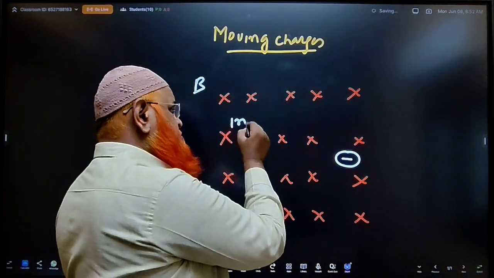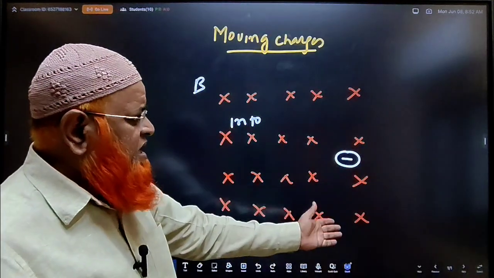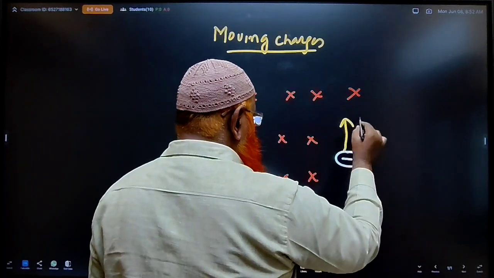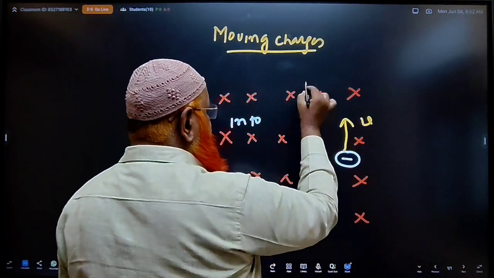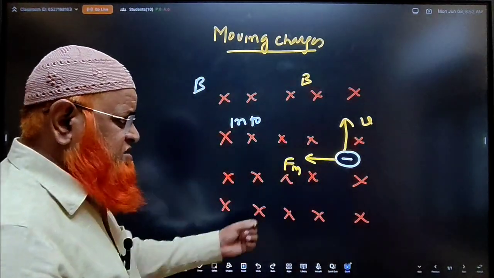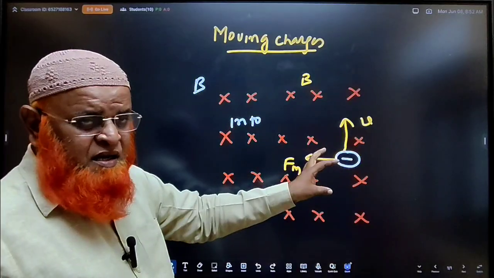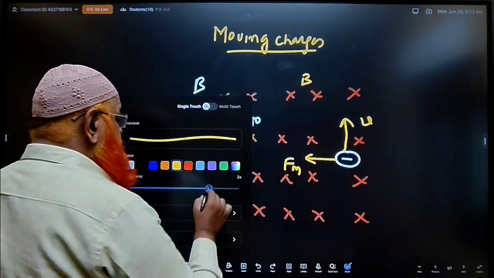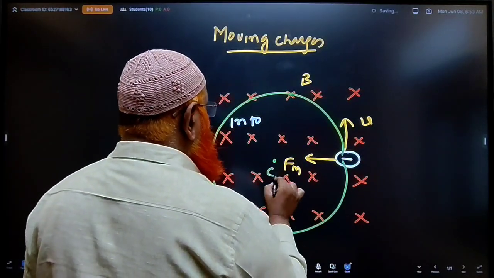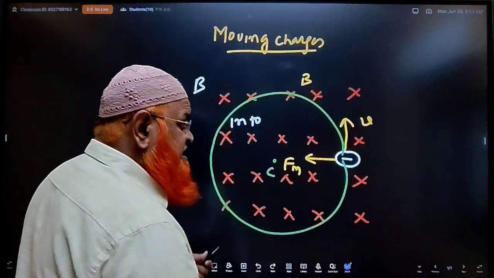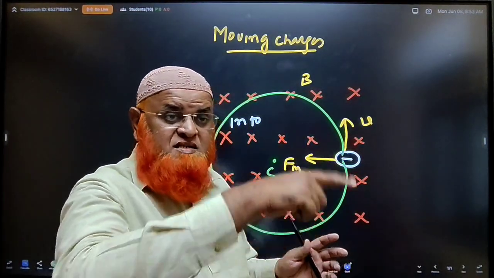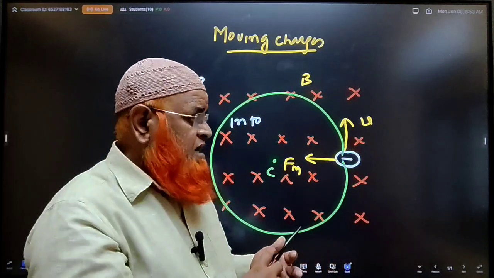Whenever a negative charge moves in a magnetic field with a certain velocity v, and this magnetic field is taken as B, one force is developed on this charge. This force makes the charge move in a circular path. So this is going to be the center, and when this negative charge enters the magnetic field, it does not go straight. It goes in a circular path.